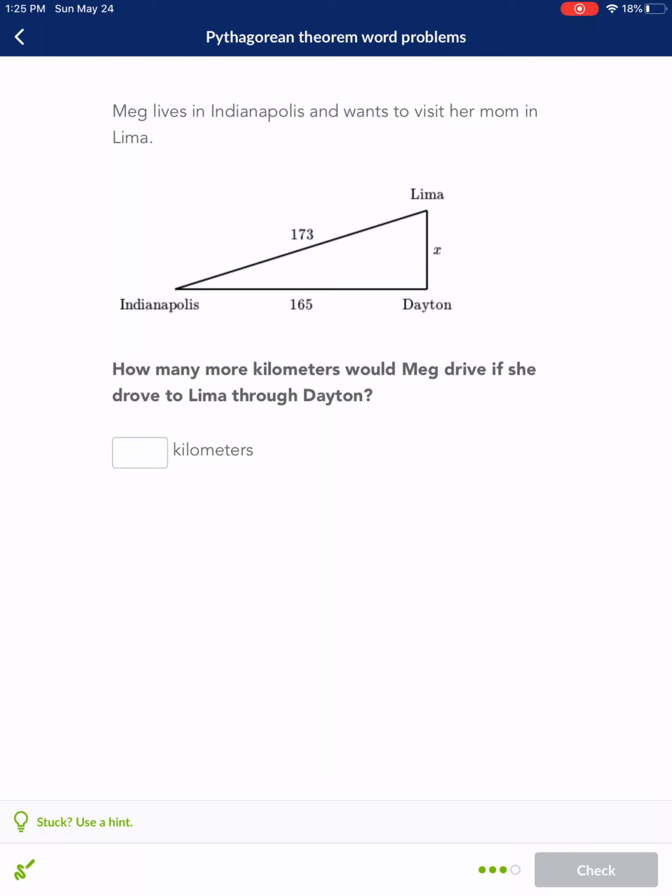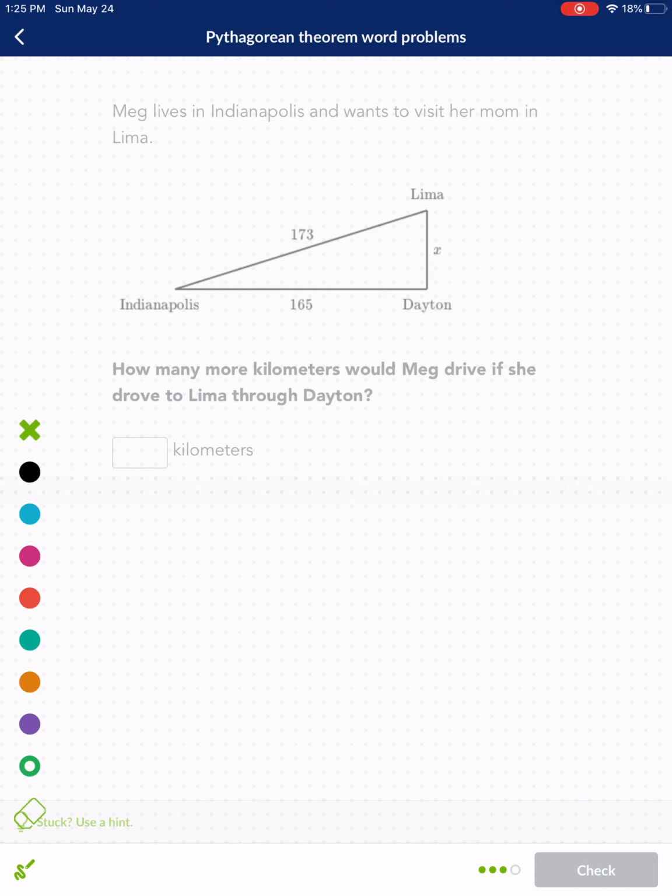Oh, we can do this one. This one's a couple steps. All right, so Meg lives in Indianapolis and wants to visit her mom in Lima. Here is Indianapolis, and here is Lima. How many more kilometers would Meg drive if she drove to Lima through Dayton?